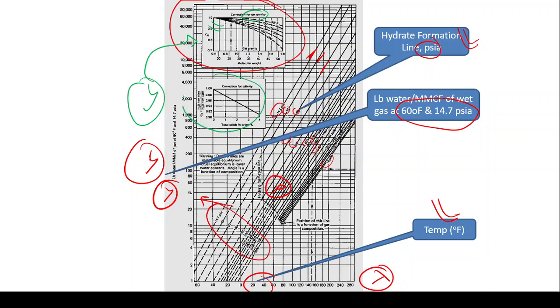Similarly, this is a correction for the salinity. The salinity correction factor is also there. So these two correction factors are required for any natural gas. We can get more accurate and more acceptable results from this.